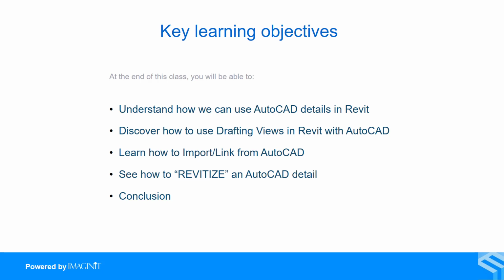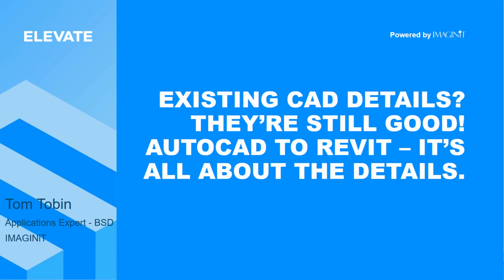So in this we're going to learn how to use our CAD details. We're going to go over drafting views again and how those work and how we're going to use that. If you're not already familiar with how to import and link, we're going to talk about that, and how to Revitize our CAD files so that we can use them inside of Revit and start to build our library. Then we'll sum everything up. So once again, existing CAD details, they're still good.